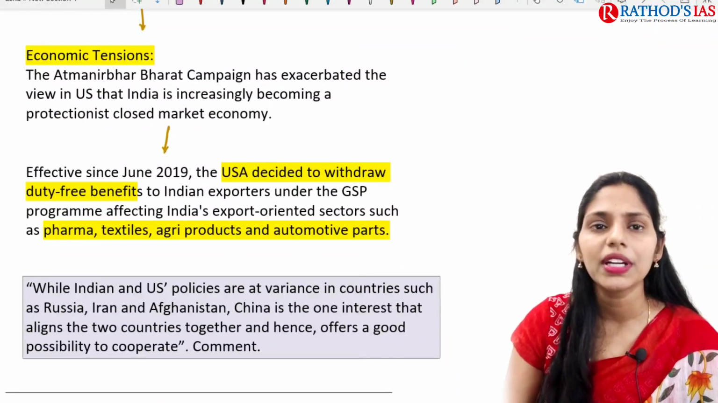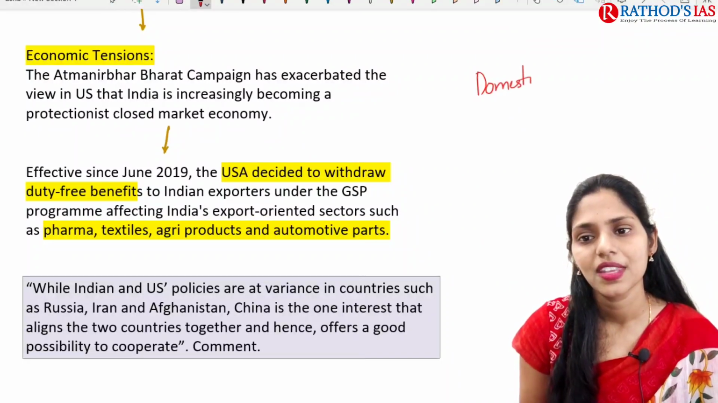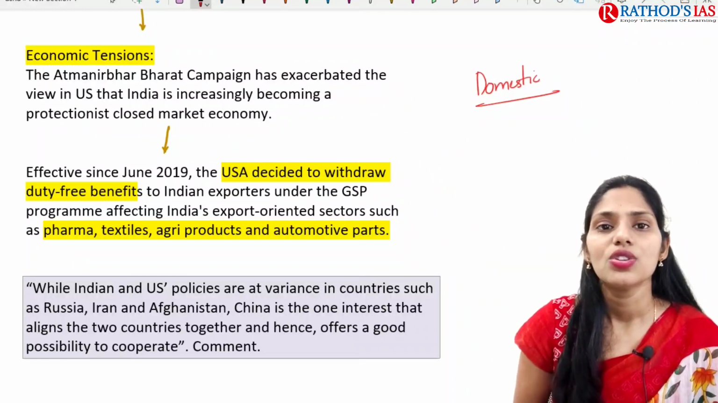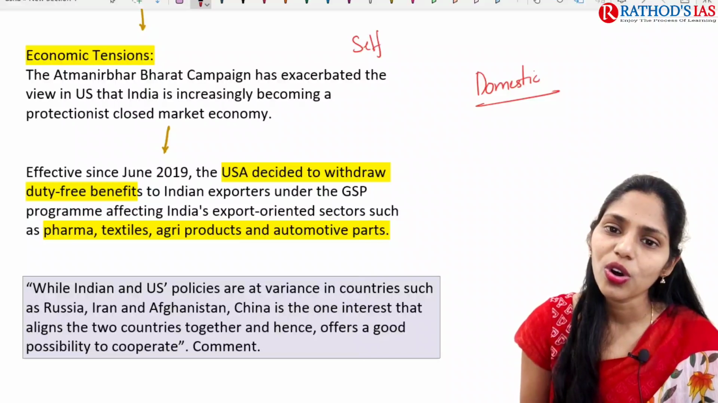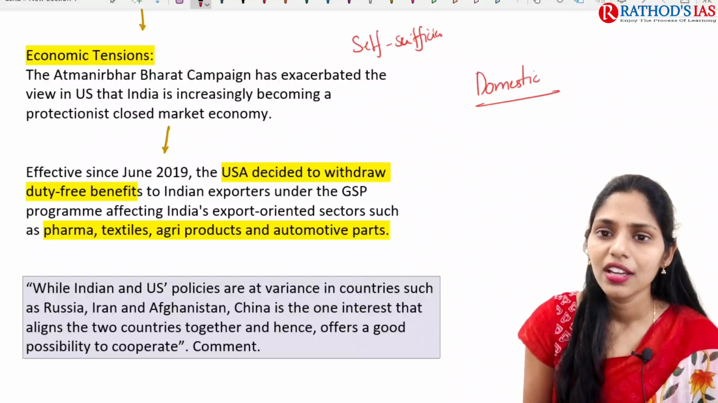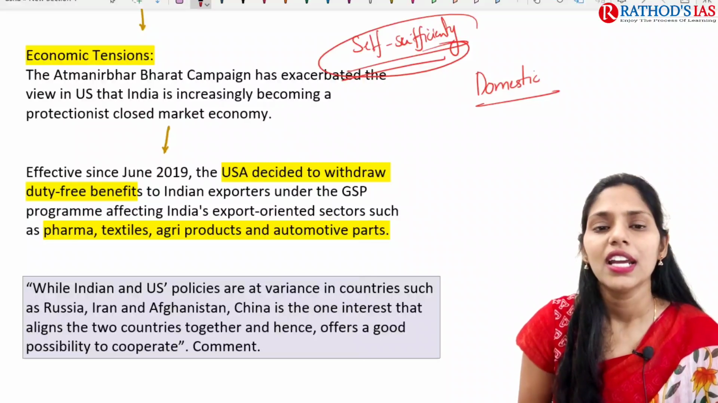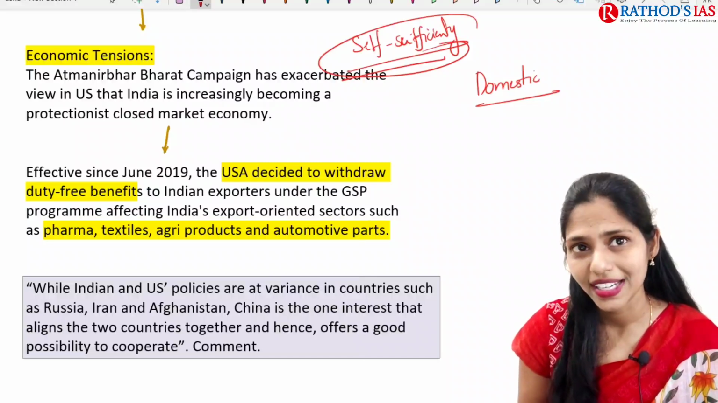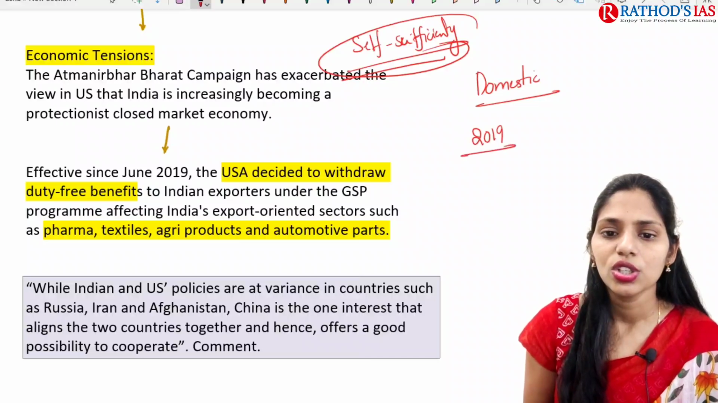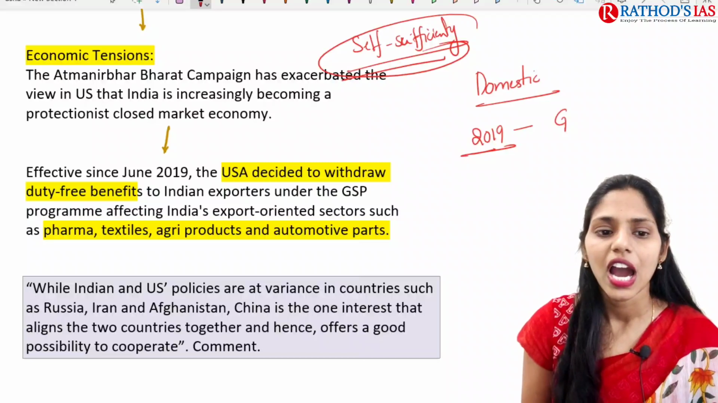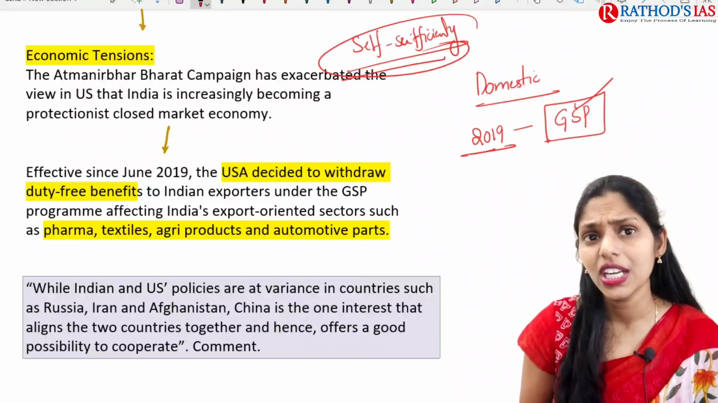And we are also seeing economic tensions because during this COVID-19 period, especially to promote domestic industries, meaning the industries which are present in India, the Government of India came up with a campaign called Atmanirbhar Bharat, also called self-sufficient India. So we are focusing on self-sufficiency. This exacerbated the view of US that India is increasingly becoming a protectionist and closed market economy. So this is also one important issue. Because of that, even in 2019, US had decided to withdraw duty-free benefits under the program GSP, Generalized System of Preferences. So this is about the issues between India and US.